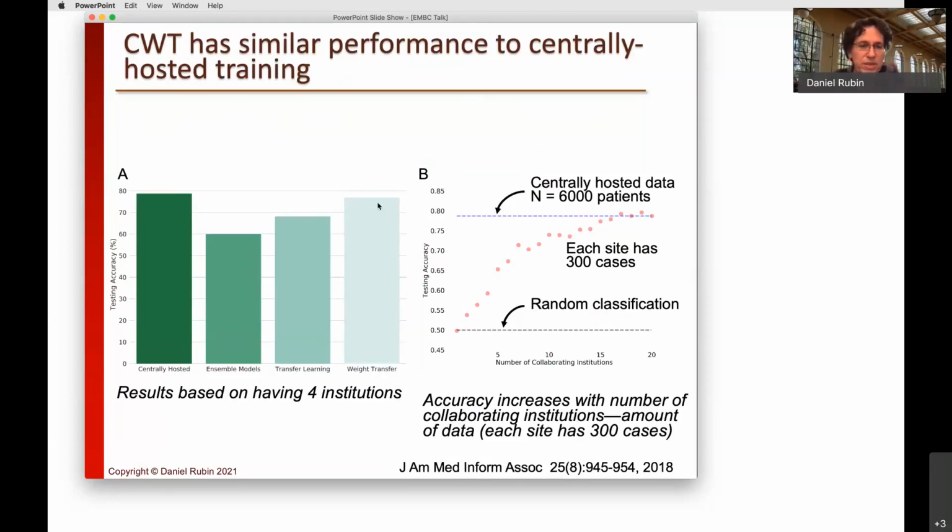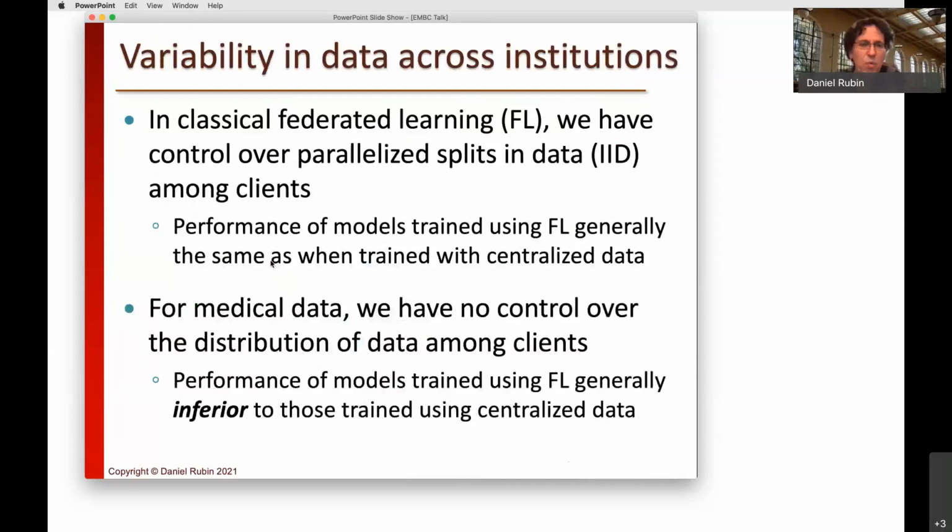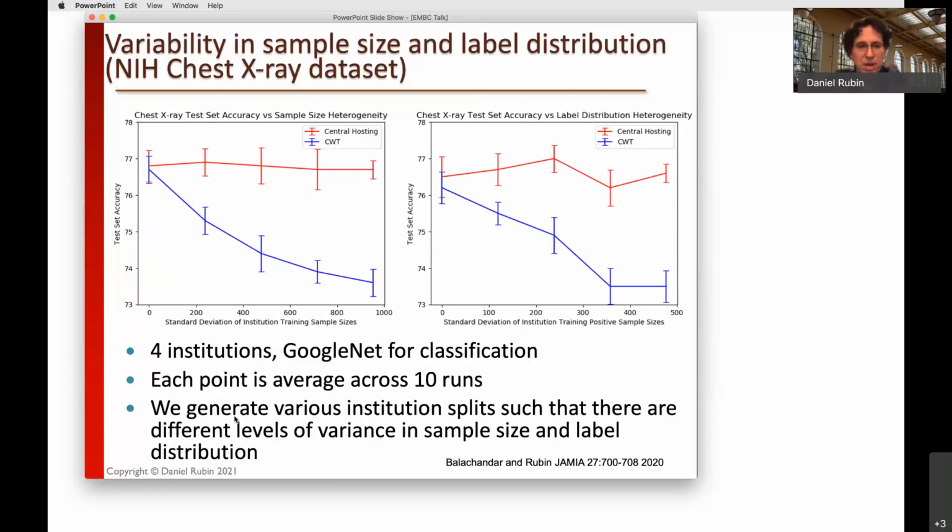But the more important point is the method by which you do the federation has an impact on the final result. That's one dimension. But remember I told you that the data is identically distributed across the multiple sites in this scenario. What if the data is not identically distributed, which is actually the real world? It's almost never going to be the same, because hospitals have different numbers of patients, different distributions of normal and abnormal, and variabilities in other factors. And as I said, in classical federated learning, we've got control over the parallelized splits. But when we do federated learning in medical data, we have no control over that. And now I'm going to show you that the impact of heterogeneity is to degrade the performance of the federated model, regardless of the method you use to do the federation.